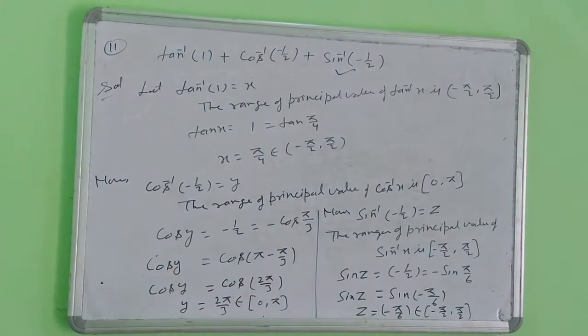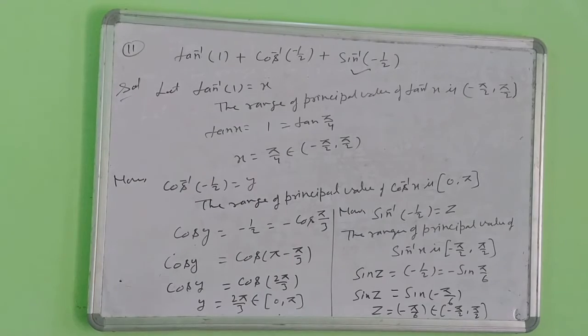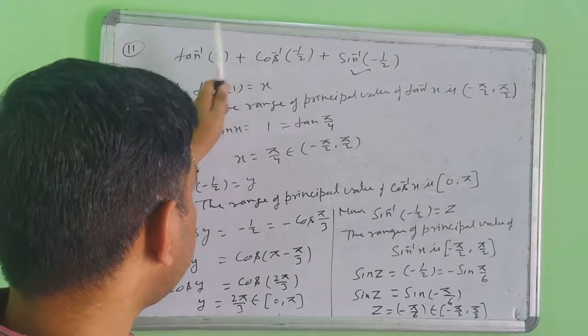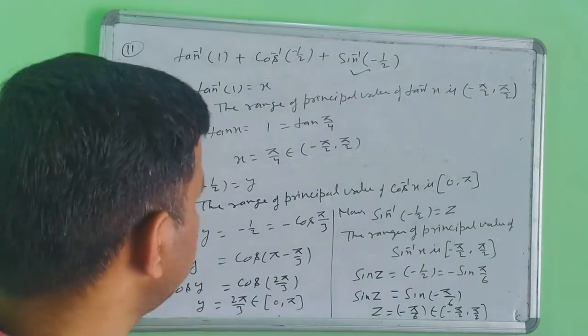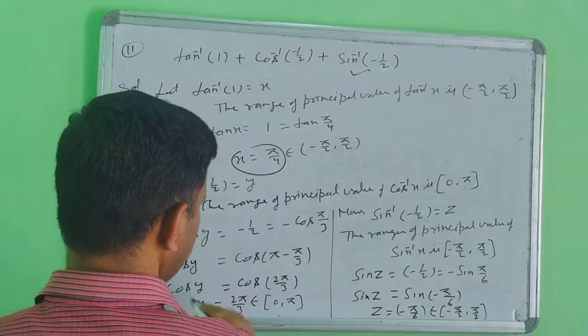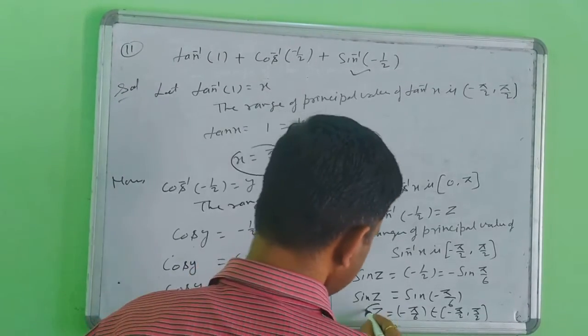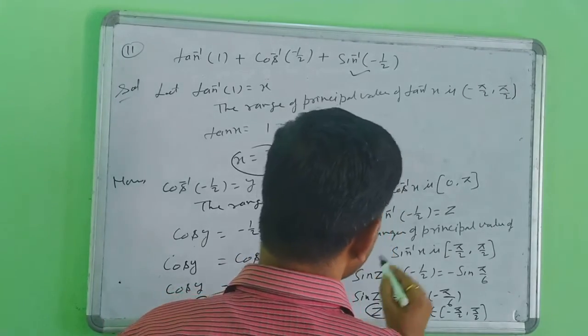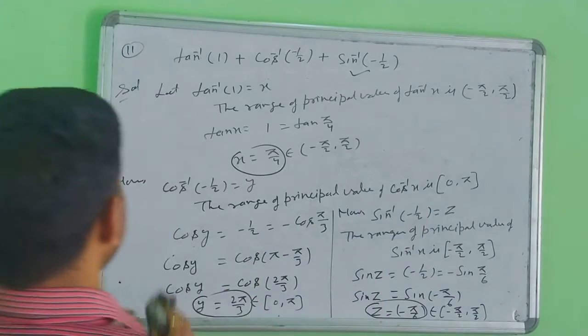Yes, note it down, then we will complete this question. First note it down. Yes, students, what is the value of tan inverse 1, cos inverse minus 1 by 2 and sin inverse minus 1 by 2? What value do you get for x? What value do you get for y? And what value for z? You calculate these values. First of all, let me clean the board.